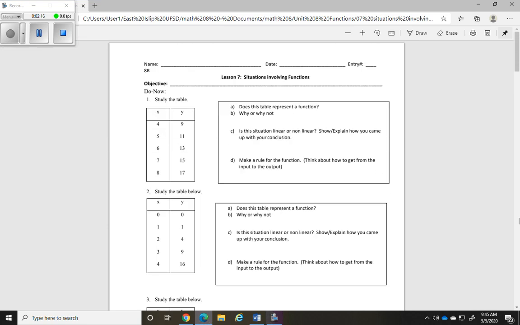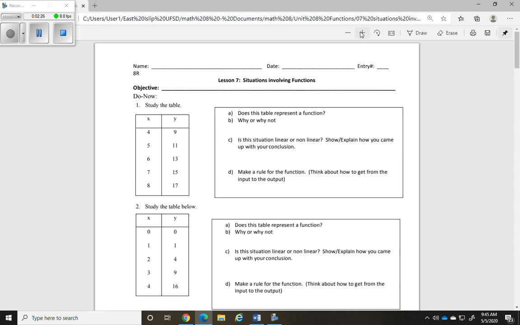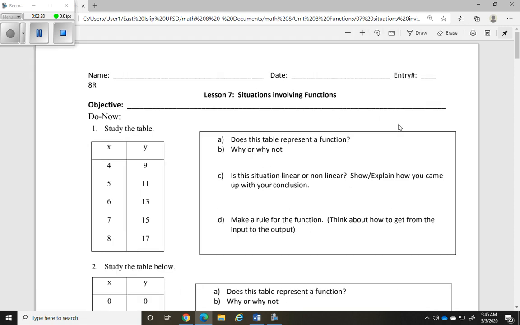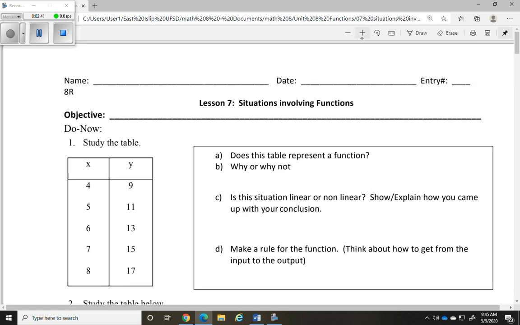So here's our lesson about situations, but really the do now is not situational. The do now is what you've done. So that's why I said it'd be great if maybe you gave it a shot before you watched me do it. So it's asking us to decide first if it's a function or not. So some of you messed up explaining whether something is a function or not, or explaining whether something is linear or not. Those are two different questions.